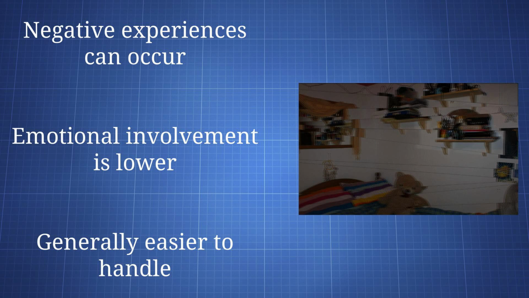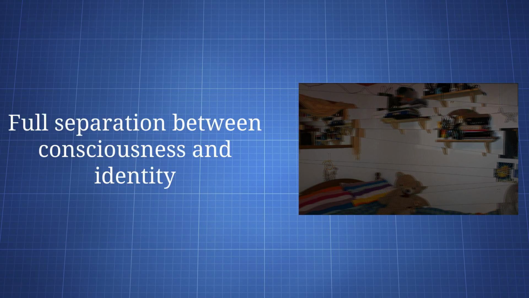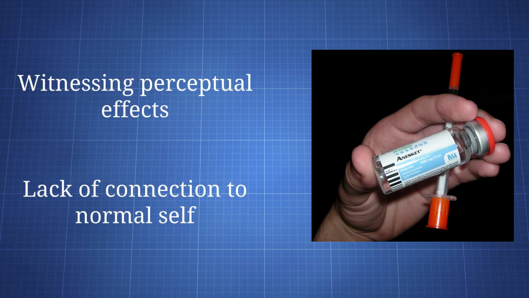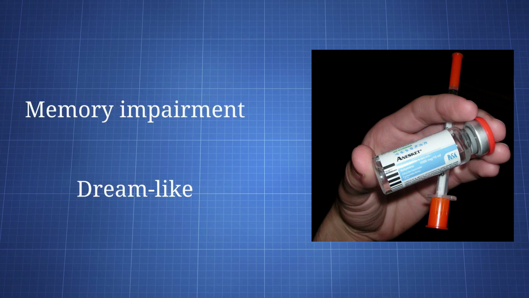with psychedelics. They are generally considered easier to handle overall, though the experiences can still be psychologically difficult. Dissociatives are much more likely to produce a full separation between your point of consciousness and your identity. This can also happen on psychedelics, but it is not nearly as common. When this separation occurs, you are left witnessing the dissociative's perceptual effects while no longer being attached to your normal self. Coming out of the experience, memory impairment is more common, and dissociative experiences are frequently described as dreamlike.